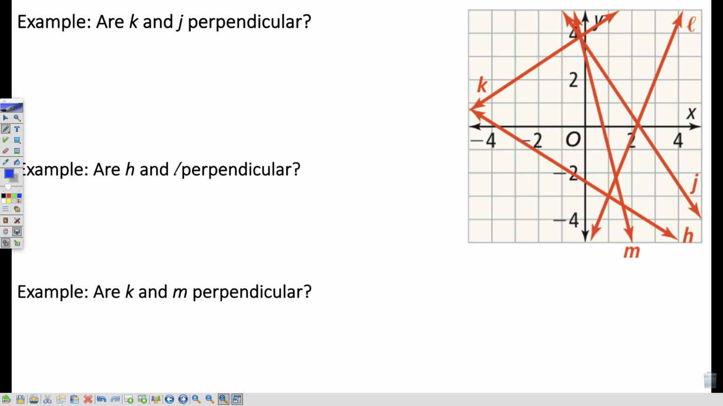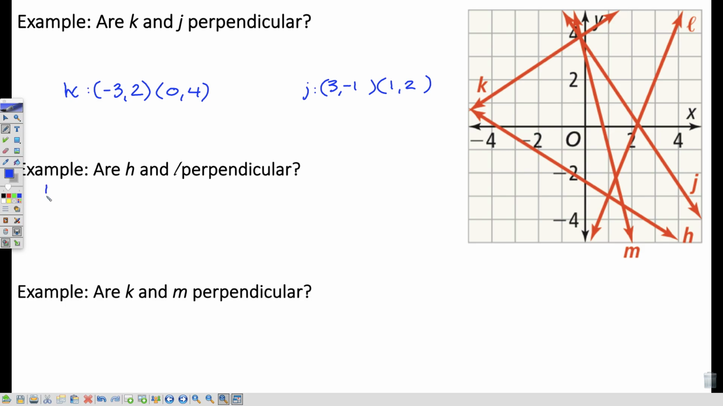Okay, so I need 2 points on K. Negative 3, 2. Yeah. Okay. 0, 4. Okay, I agree with that one. Okay, and then J. Would it be 3 and -1? Okay, 3, -1. Yeah. Okay. 1, 2. Okay.